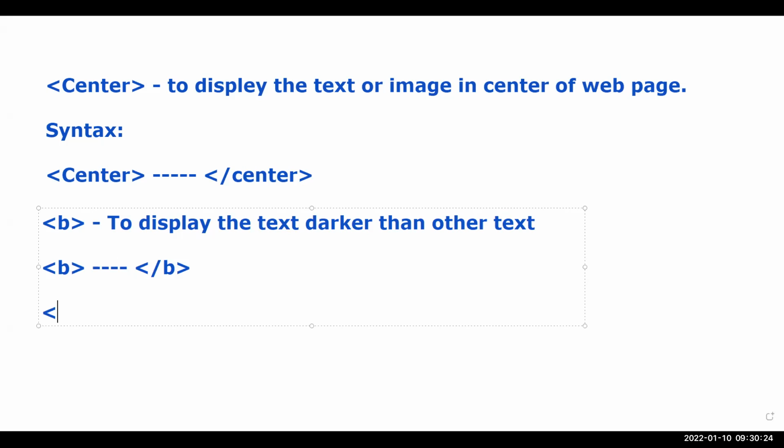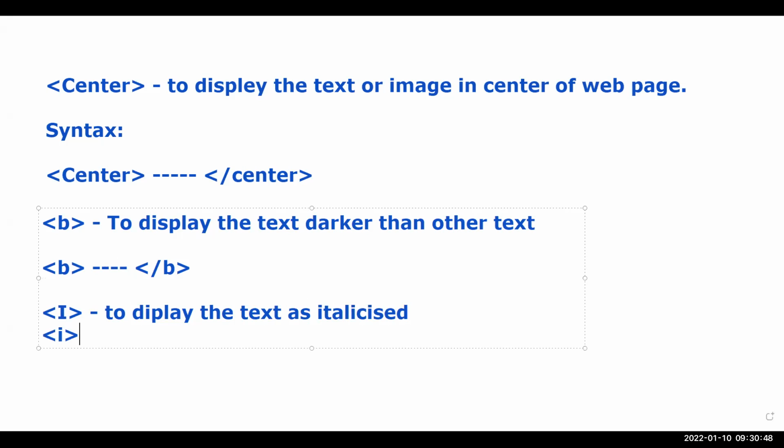What is the use of I tag? I tag is used to display the text in italic or tilt, that is slanting. Italicized means slanting. Again, syntax will be I tag, type the text, close I tag. These tags are without any attribute. इन tags में कोई attribute use नहीं हो रहा.